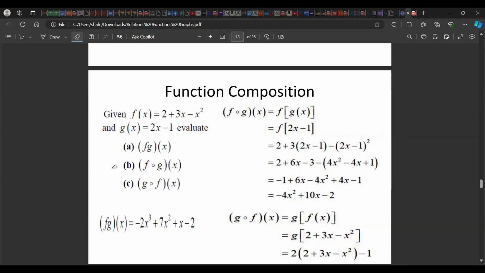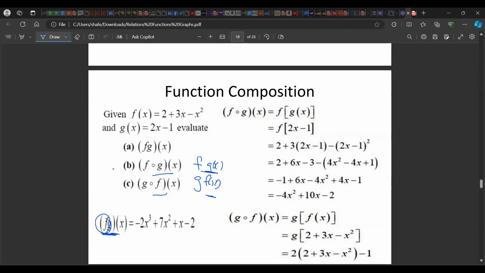In some textbooks, they actually write the composite of f and g as f(g(x)), and g(f(x)). They don't write it like this. And that is the composite. That's different from this. This is the product, but this here is a composite.